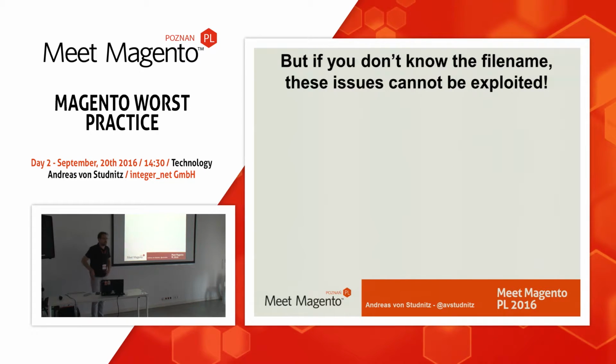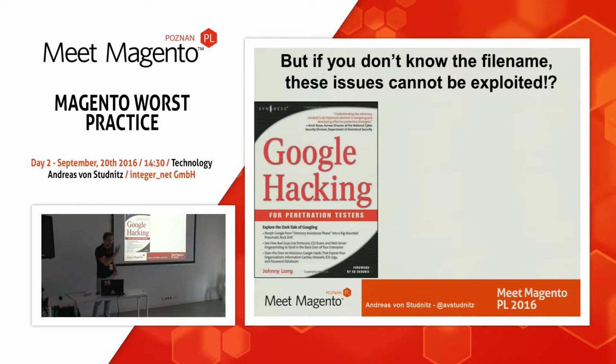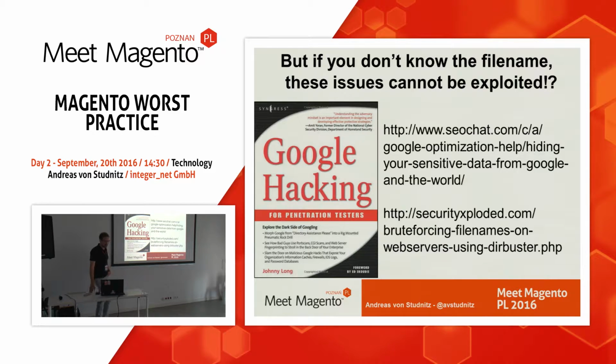Now you can say, if you don't know the file name, because it's a cryptic file name more or less, you can't easily guess it, and you can't download the data. But if someone really wants to, they can. There's a whole book about that. It's called Google Hacking, and I found two very interesting links which discover how someone gets access to these files, even if you don't know the names before. If you have someone who wants to have your data, it's not too hard to find such files which are in the main directory.